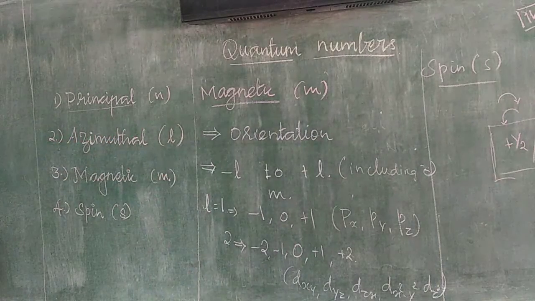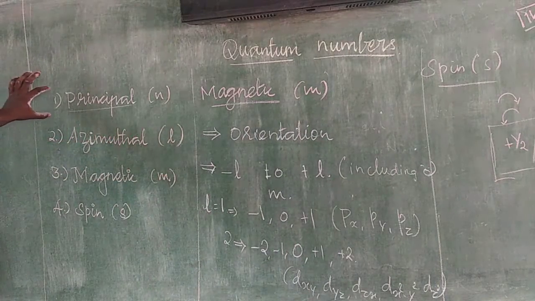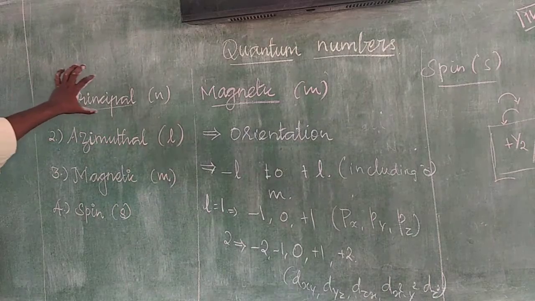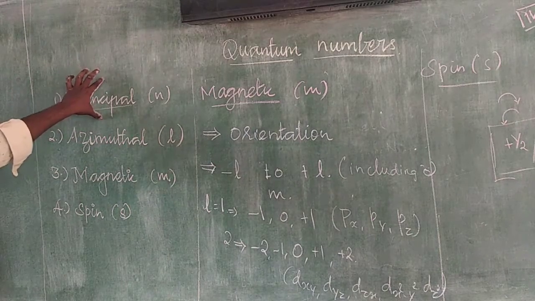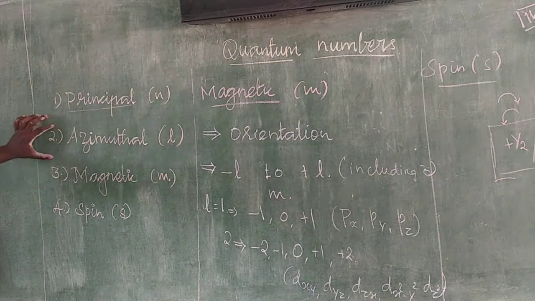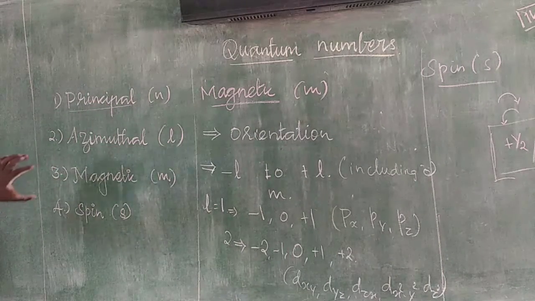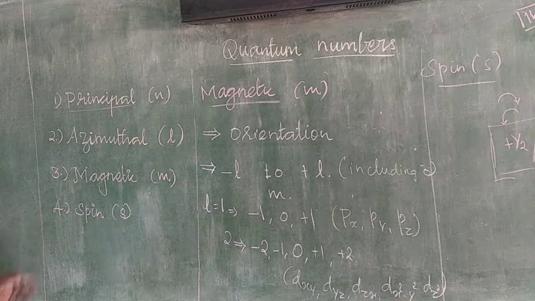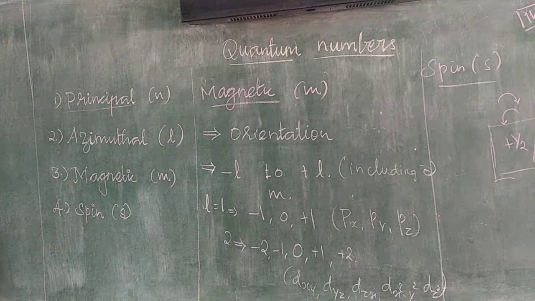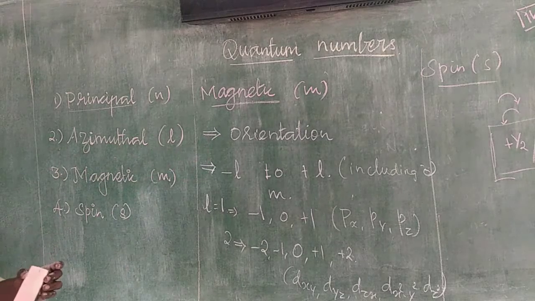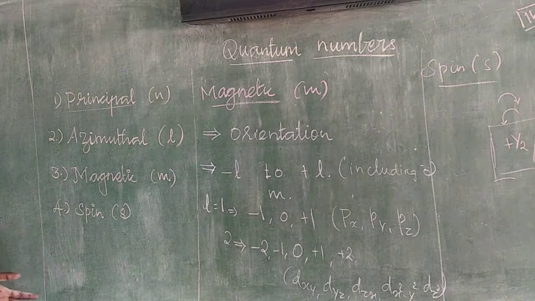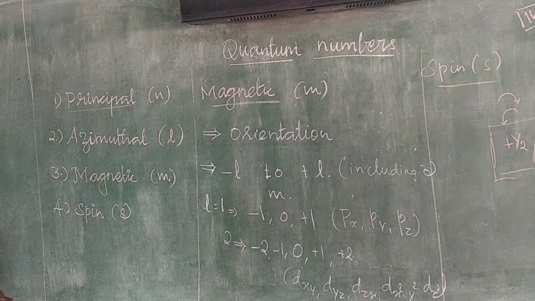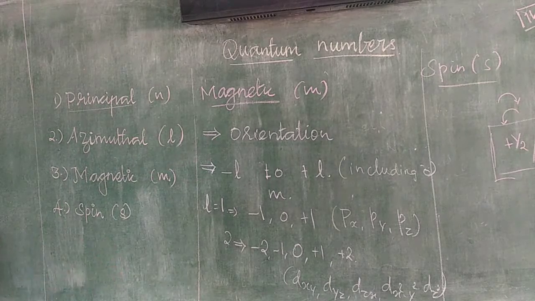So with this, the quantum numbers are over. The principal quantum number is used for telling us about the energy level or the shell in which the electron is present. Then the azimuthal quantum number gives the subshells. The magnetic quantum number gives the orientation of orbitals. Whereas the last one, the spin quantum number, tells us about the spinning of electrons. There are two possible spins, one in the clockwise direction and the other in the anti-clockwise direction: plus half and minus half.